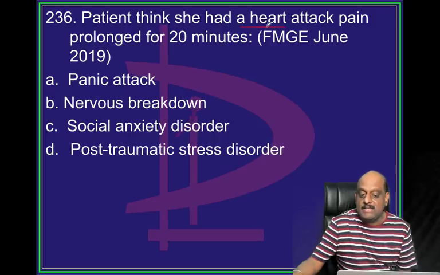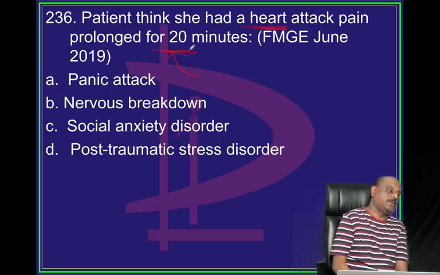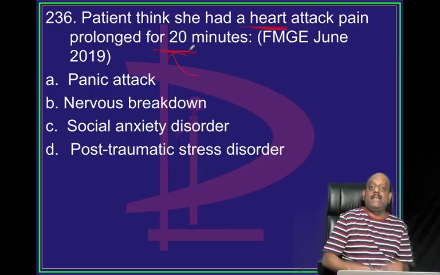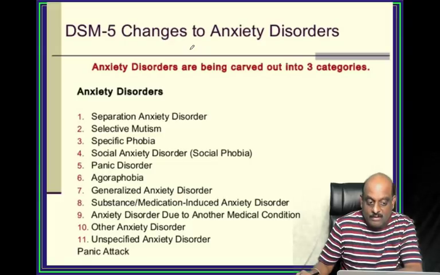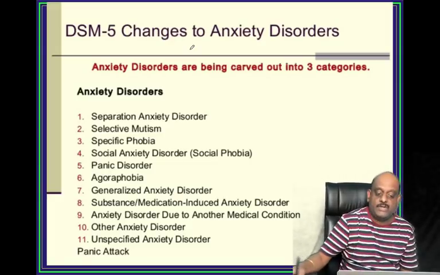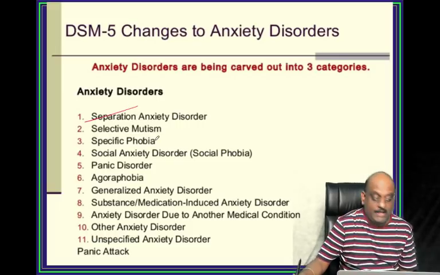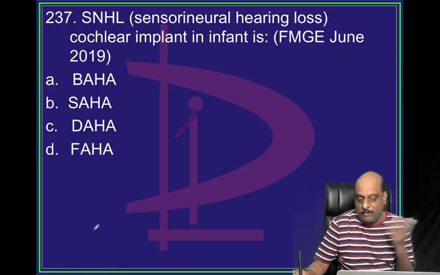Now, the patient thinks she has a heart attack and the pain is prolonged for 20 minutes. What is it an example of? It's an example of panic attack. So what is the list of anxiety disorders, doctor? Separation anxiety, specific phobias, generalized anxiety, and panic attack also comes as a type of anxiety disorder.